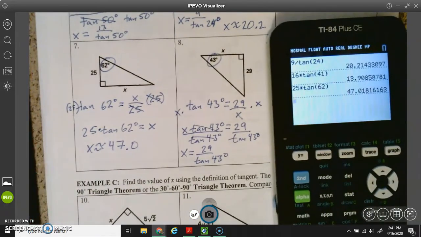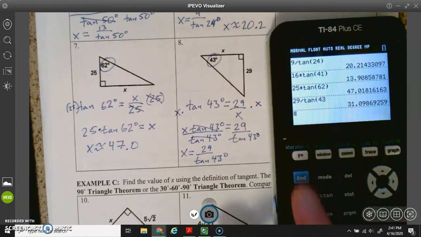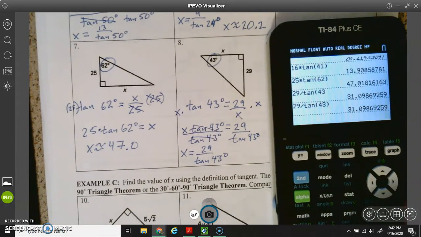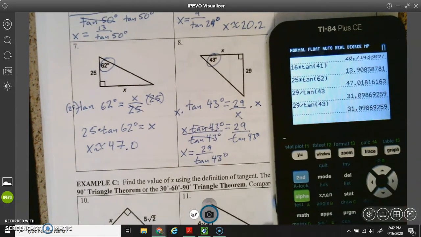Put that on my calculator. 29 divided by tangent of 43 is equal to, oh, I forgot to close parentheses. There we go. 31.09, so that's going to round up to 31.1.